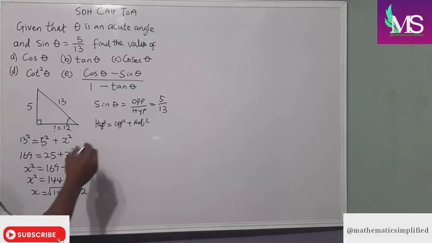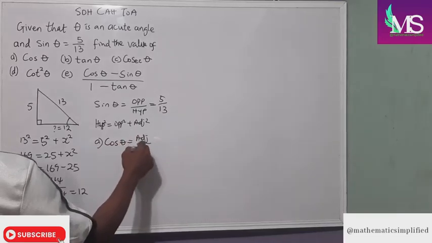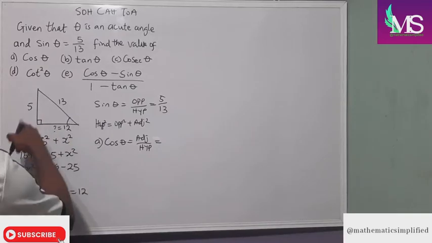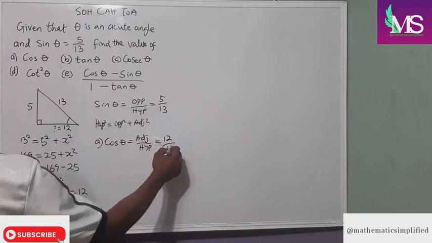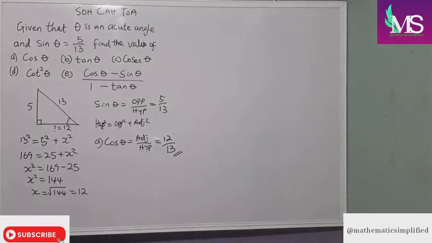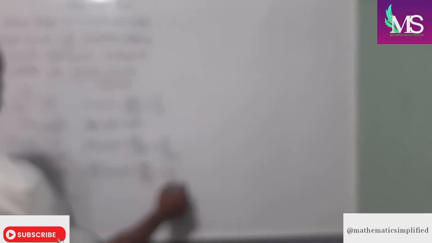cos theta. And we know that cos theta equals adjacent over hypotenuse according to SOHCAHTOA. So adjacent is 12, hypotenuse is 13. So this forms our cos theta. Now the next one says b) tan theta. Tan theta we know is opposite over adjacent. And the opposite is 5, adjacent is 12. So this gives us tan theta.